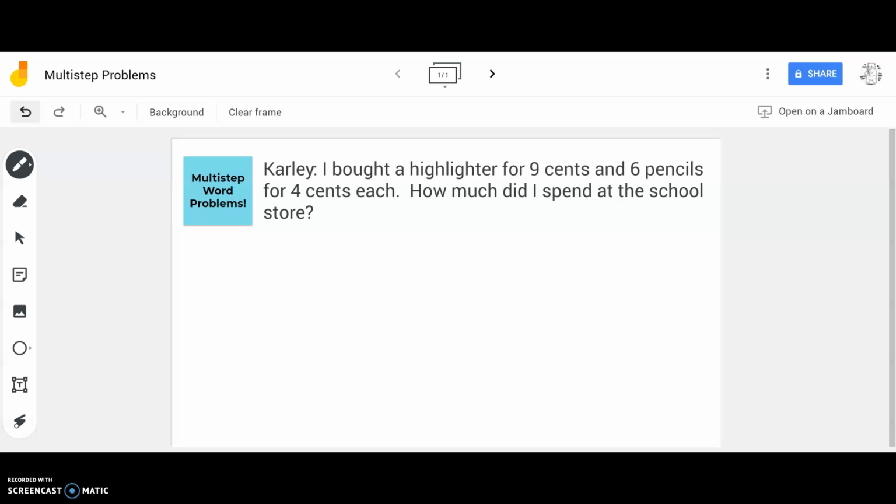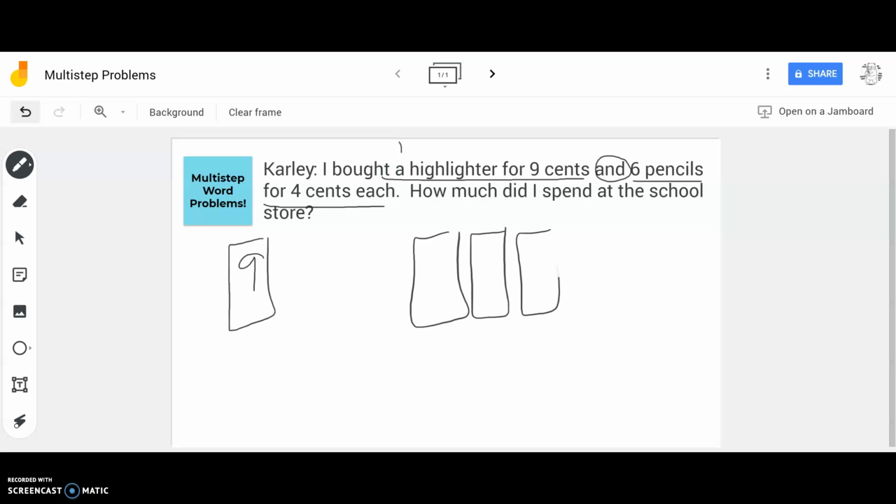I bought a highlighter for 9 cents. I'm going to underline my important information. I know A means 1. And 6 pencils for 4 cents each. How much did I spend at school? Well, she bought a highlighter. Here's my highlighter picture for 9 cents. Then Carly got 6 pencils. There's my 6 pencils. 1, 2, 3, 4, 5, 6 for 4 cents each.